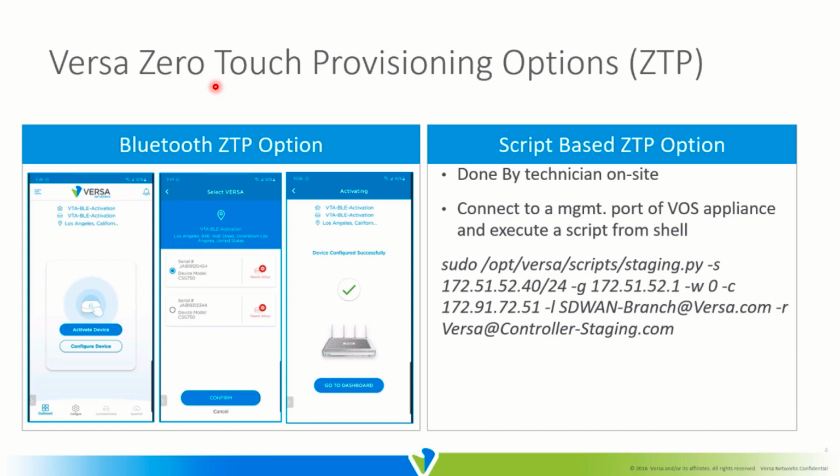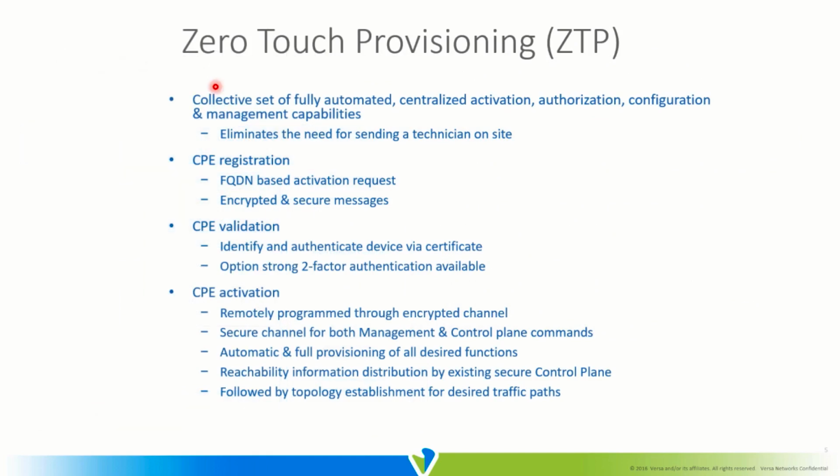So let's summarize. We have an automated way of VOS activation at the branch, and Versa gives you multiple options of ZTP process for your convenience. Once the administrator triggers any of the activation processes, VOS will securely connect to a Versa controller by establishing a secure tunnel. When the secure tunnel is established, the CPE will be validated by Versa head-end components. When validation is successful, the CPE activation process will begin. The VOS device will be programmed with a target configuration and join your secure SD-WAN network.